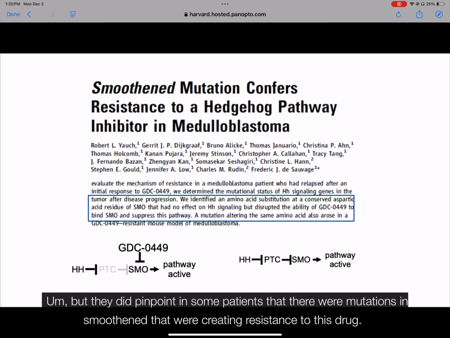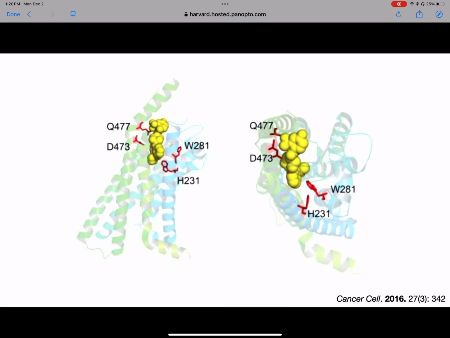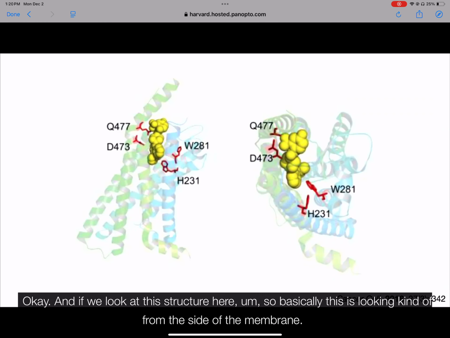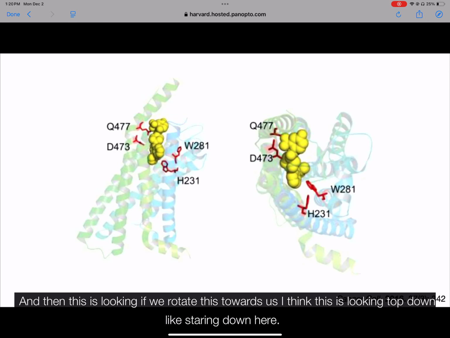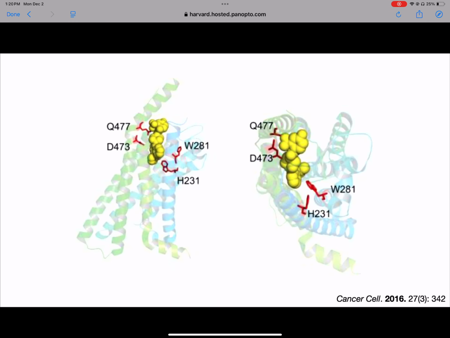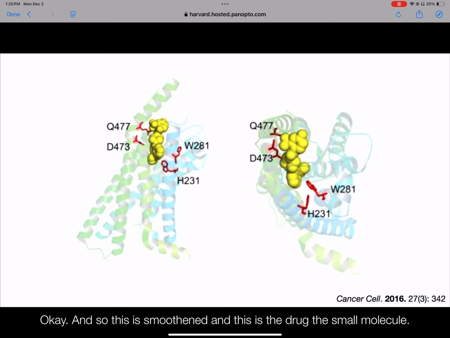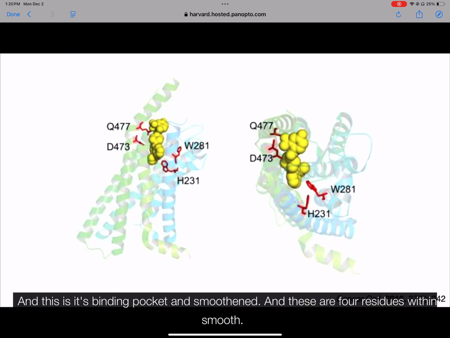Okay. So in the case of this drug, all of these are viable possibilities, but they did pinpoint in some patients that there were mutations in smoothened that were creating resistance to this drug. If we look at this structure, this is looking from the side of the membrane, so the membrane would be somewhere in here. And if we rotate this towards us 90 degrees, this is looking top down, staring down here. This is smoothened, this is the drug, the small molecule, and this is its binding pocket in smoothened.